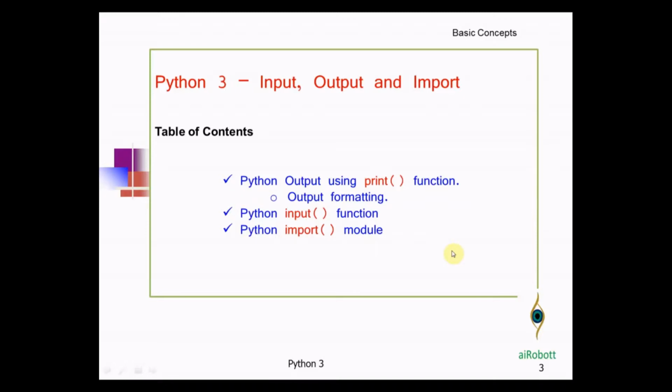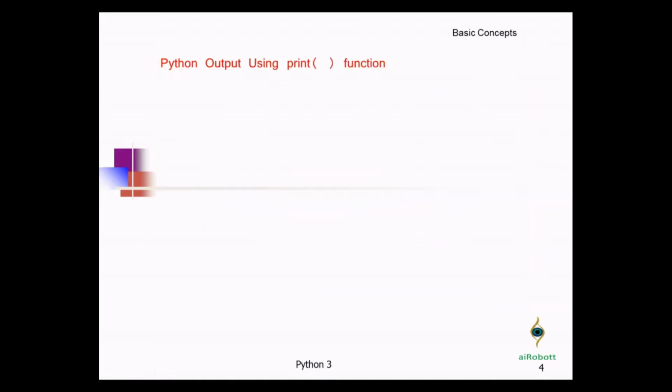Python provides numerous built-in functions that are readily available to us at the Python prompt. Some of the functions like input function and print function are widely used for standard input and output operations respectively. Let us see the output section first. Python output using the print function. We use the print function to output the data to the standard output device, that is screen.